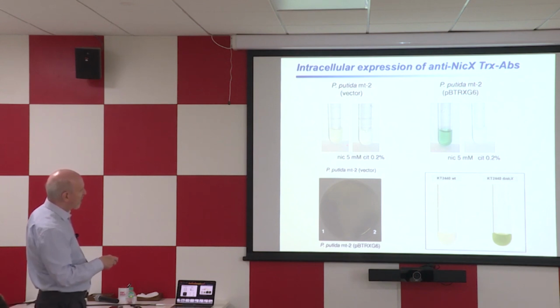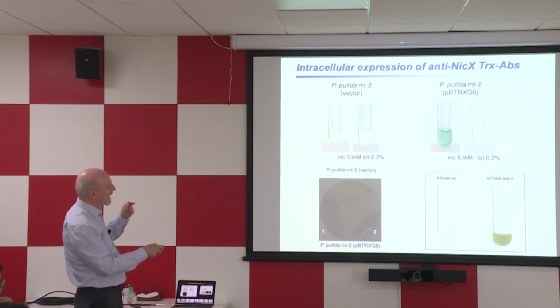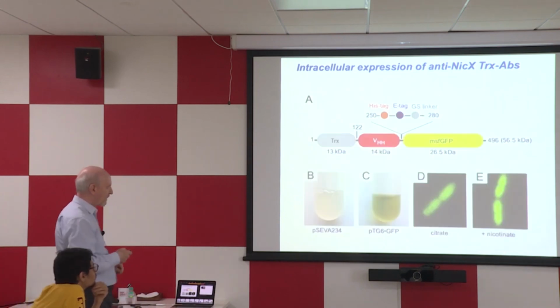So when you have cells growing in citrate, for instance, and then nicotinic acid, and there's nothing, just a vector, we have the expression of this enzyme. Then nothing happens here. But when you do the same and express the antibody inhibiting this NicX enzyme, then you see the growth inhibition. This is the control, this is what happens with the vector, and this one is what happens with a conditional expression of the antibody that inhibits the same gene.